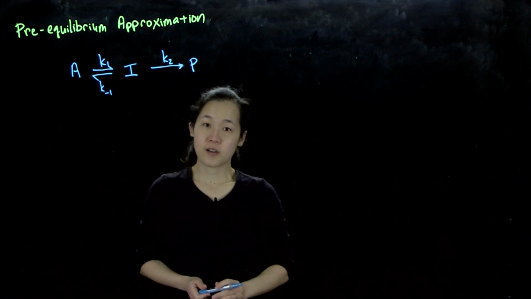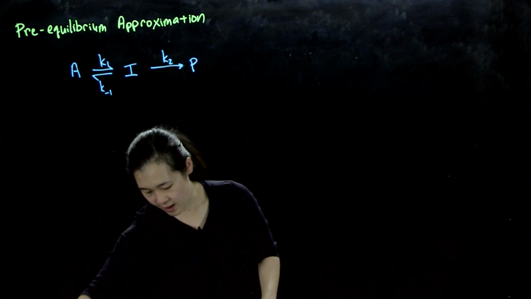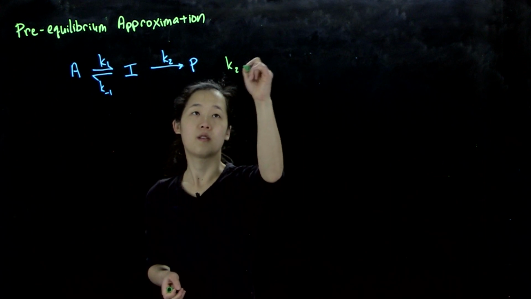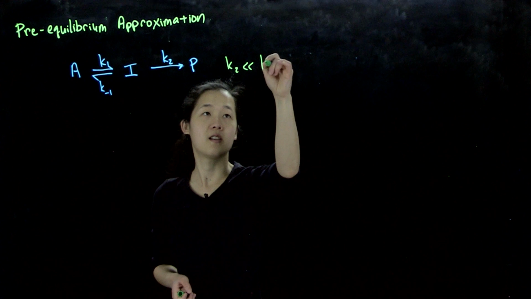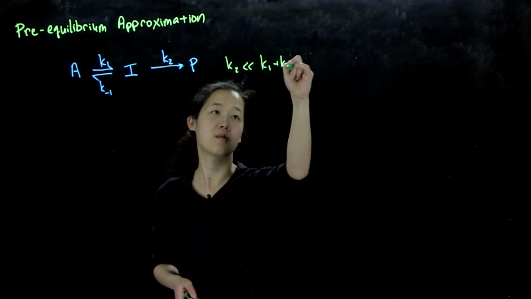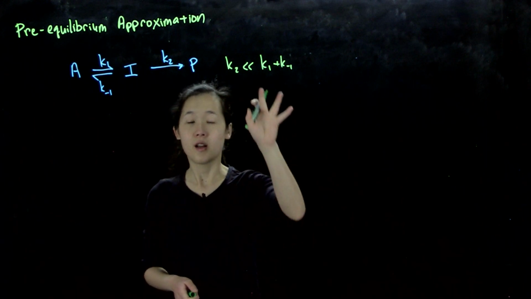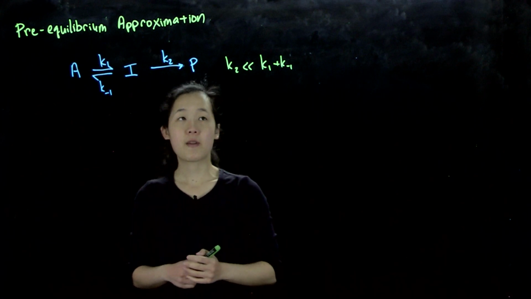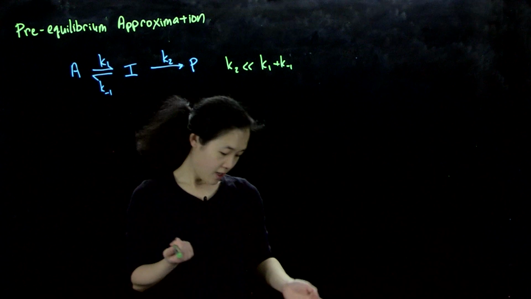So we have some scenarios that are possible. Suppose that k2 is our slow step. So k2 is a lot less than k1 plus k minus 1. So it's fast equilibrium followed by a slow step. We said before that means that k2 is the rate determining step, and that is true.